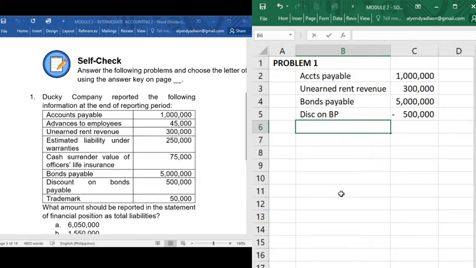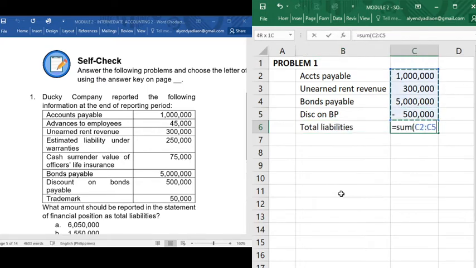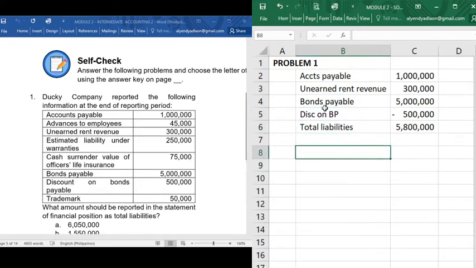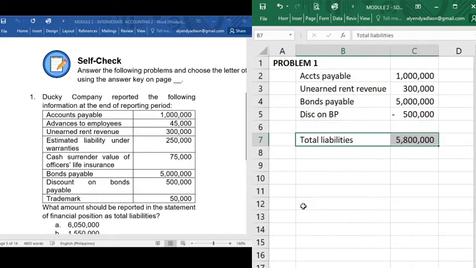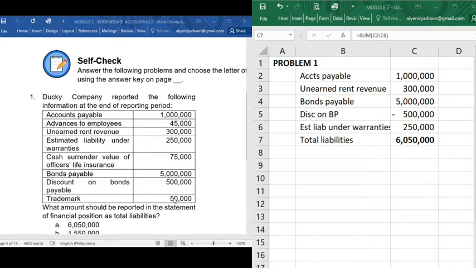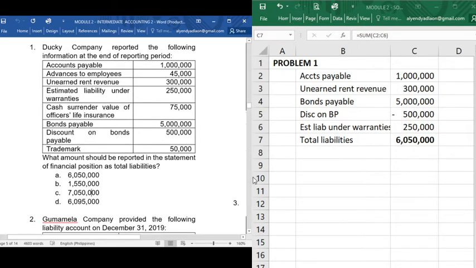So for this problem, our total liabilities amounts to the sum of... Okay, so I guess in our computation, I had a mistake. I deleted the estimated liabilities under warranties. So I'm going to add it here. Estimated liabilities under warranties, that is 250,000, for our total liability. So that is letter A, 6,050,000. Okay, letter A, 6,050,000. Next, we go to problem 2.